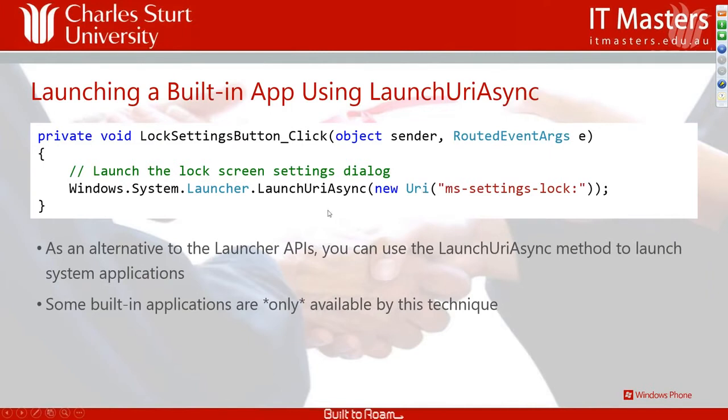Just to note that in addition to the launches that we do have, you can actually launch various parts of the device just using the launcher URI async method. Okay, so here we can see that we're going to go through the settings, the lock screen settings area. And in fact, there's some areas of the device that are only available via this technique. So some of the new areas that are accessible, such as Zune and some of the marketplace queries.